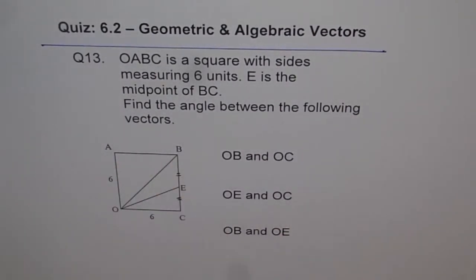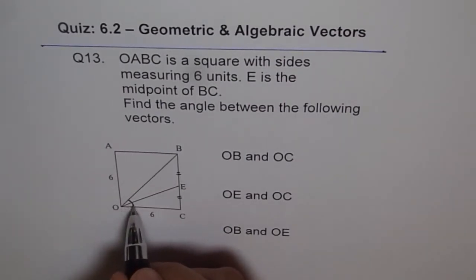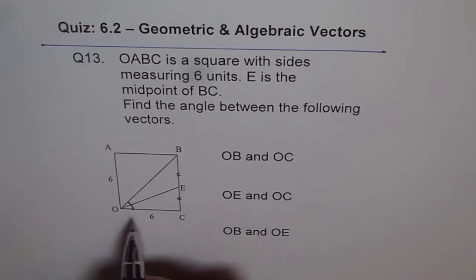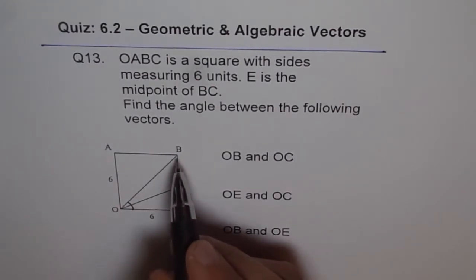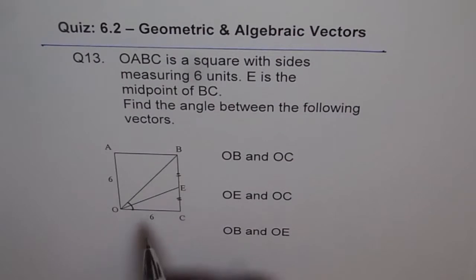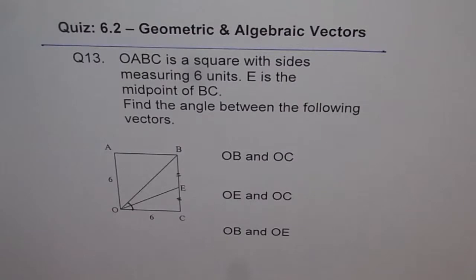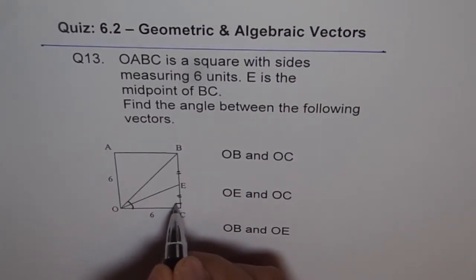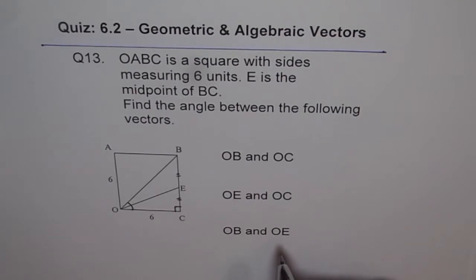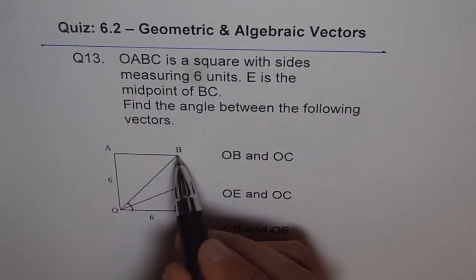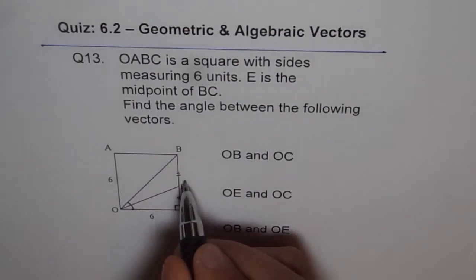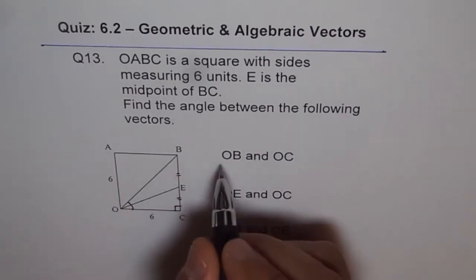Find the angle between the following vectors, OB and OC. So between OB and OC, that angle we need to find, right? Now we know that OC is 6 and OB is something which we need to find. That's the diagonal of our square, right? So we can find the diagonal of the square and then find the angle. So that's one way of doing it, right? So the diagonal OB should be square root of 6 squared plus 6 squared, right? So let's first find OB.